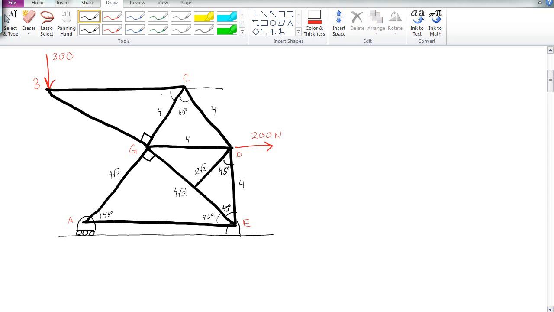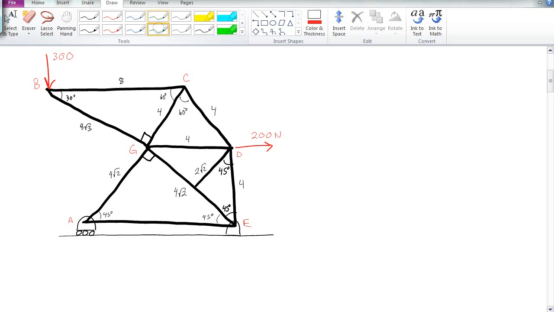So here's 60 to here. Because it's straight, that makes that 30, so that has to be 60. And then this guy up here is 30, so we have a 30, 60, 90, so 4, 8, and 4 square root of 3. And I think we have enough distances to go ahead and do some basic stuff.